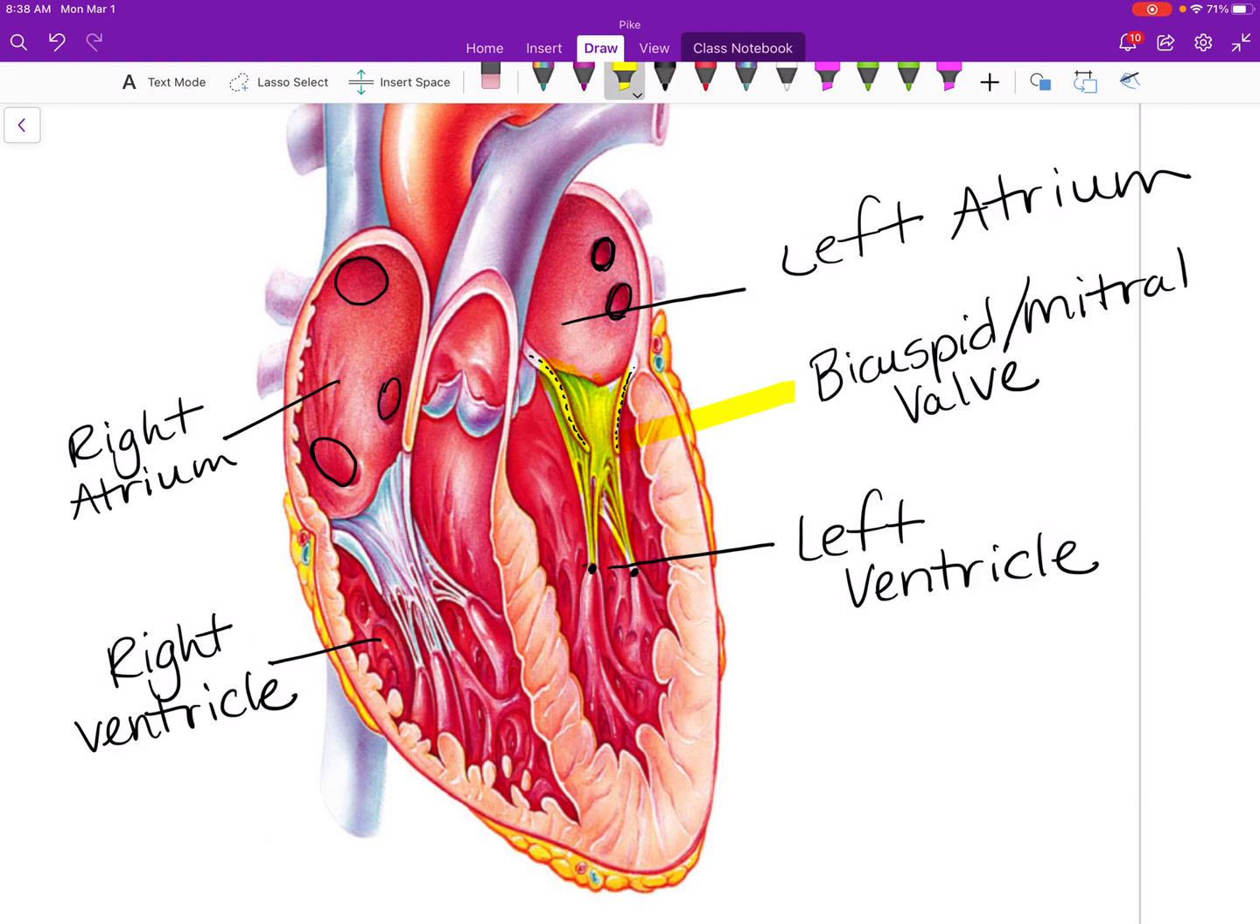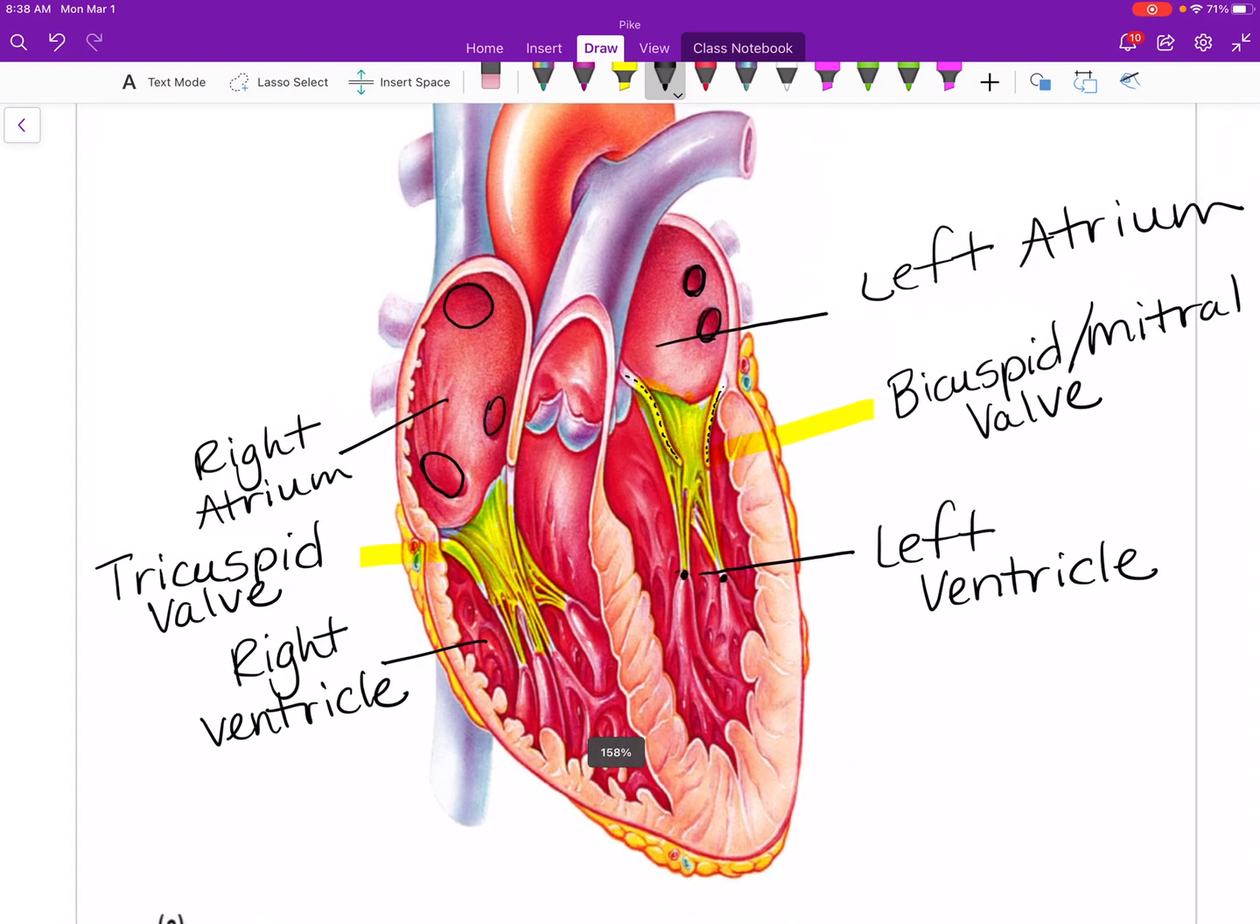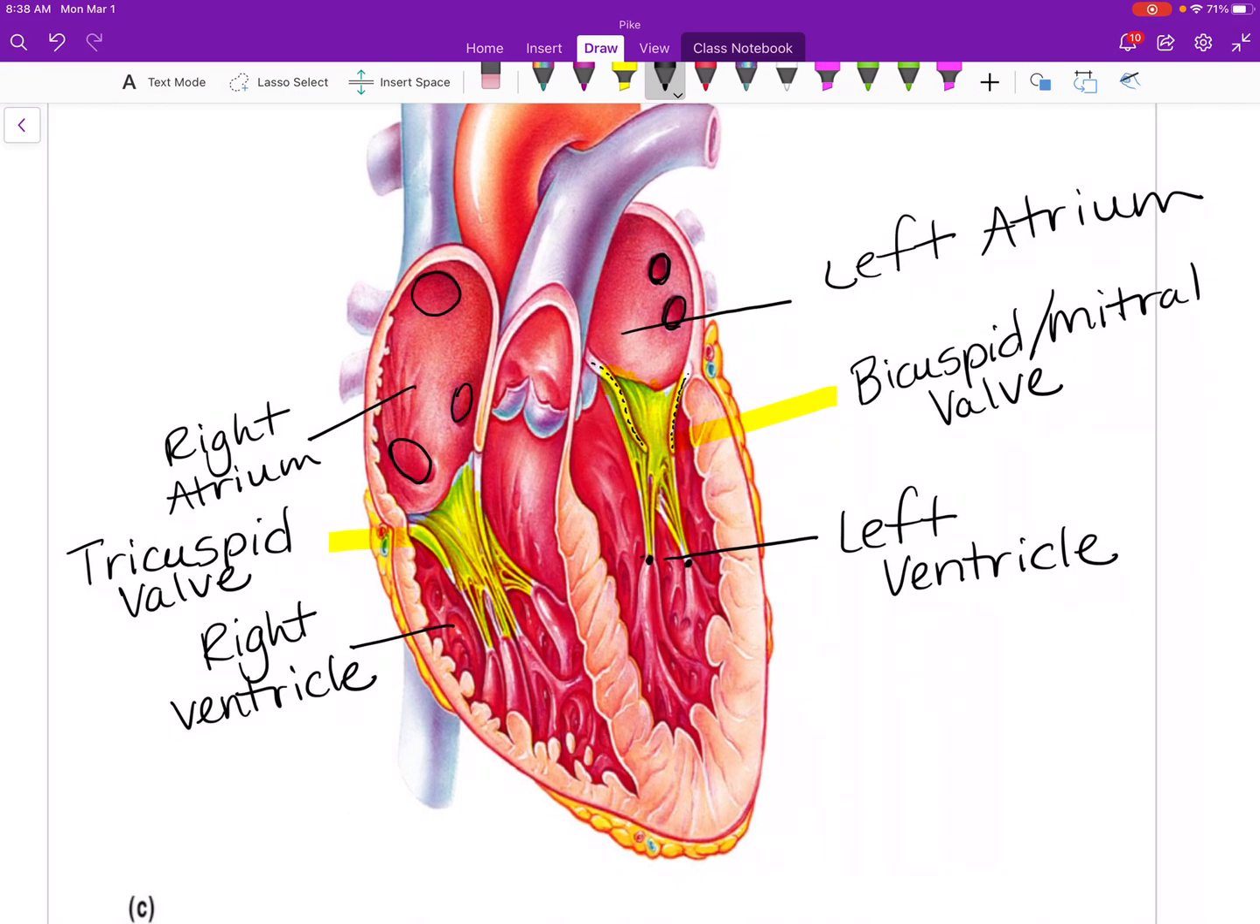Over here, the other AV valve, it kind of looks like it has four cusps, but it really doesn't. This is kind of a two that are together. And so this valve right here is the tricuspid valve. I always remembered right tri. Tricuspid is on the right. The tricuspid valve. So those are our two atrioventricular valves. How blood goes from the atria, and the doors open, and then down into the ventricles.